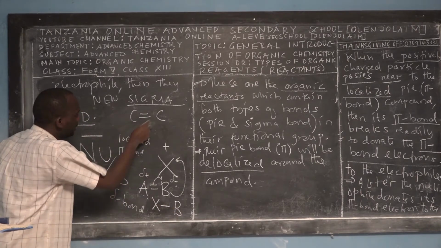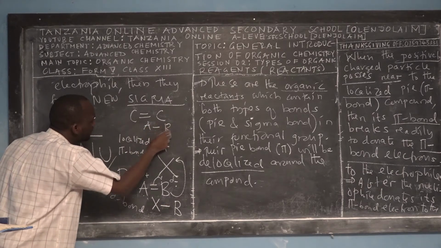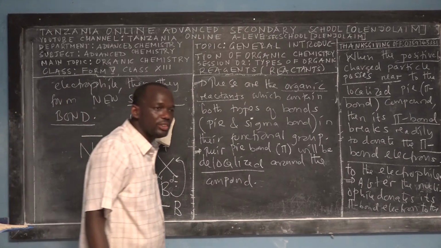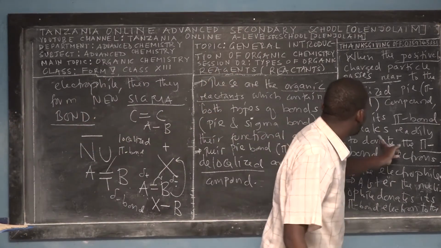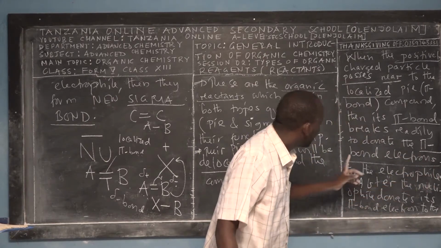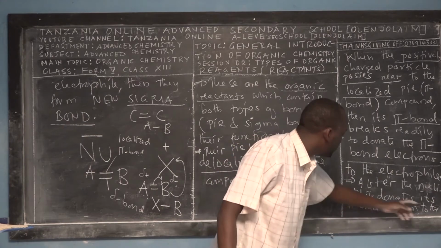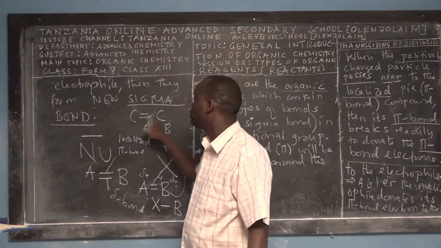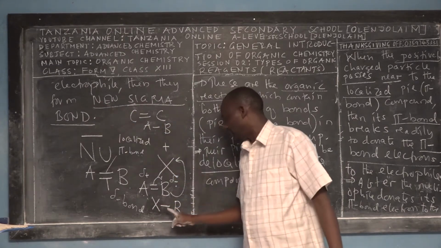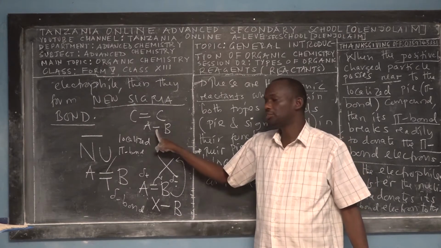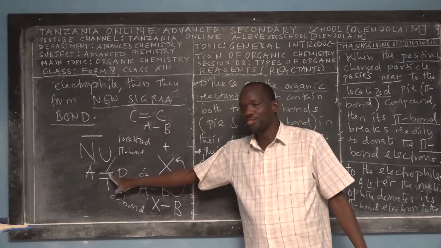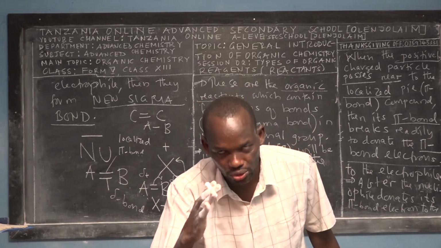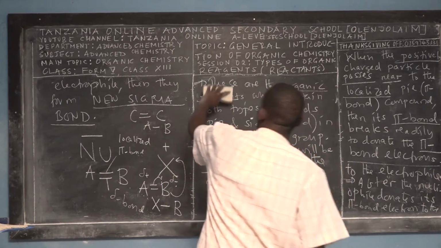While A and B are still existing, but they have only the sigma bond. It doesn't have the pi bond anymore. So the nucleophile donates its pi bond electrons to the electrophile, and then they form a new sigma bond. Where's that new sigma bond? This one. Where's the old sigma bond? This one. Where's the previous pi bond? This one. Do you understand? Tell me in the comment section if you have understood, or if you have troubles, tell me in the comment section. I'm here to help you.